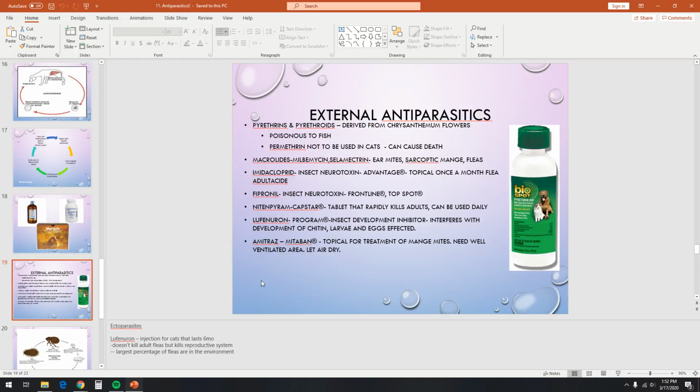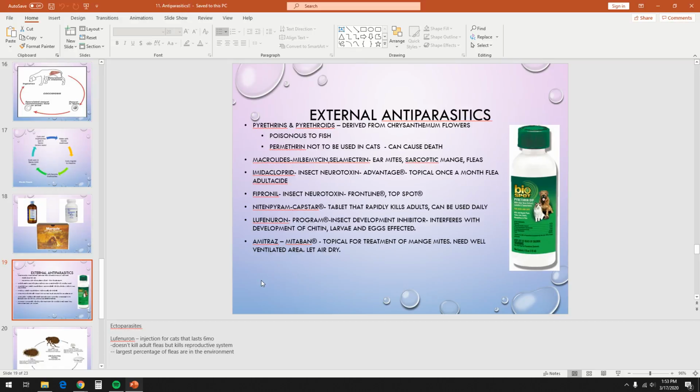Capstar, nitenpyram. So this is a tablet that rapidly kills adults and can be used daily. It kills adults starting almost immediately. I think it takes like 5-10 minutes to actually work, and it lasts for about 24 hours. It's an adulticide. The biggest thing with Capstar, you can buy it over the counter, but it is not a long-term flea medication. We've seen animals have some liver issues after it's been given multiple times, so we have to be careful of that.